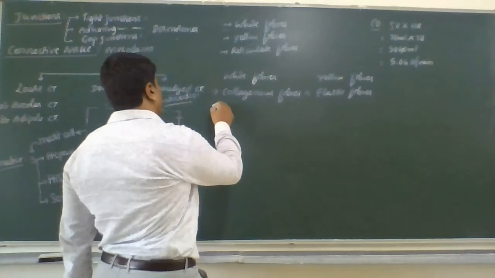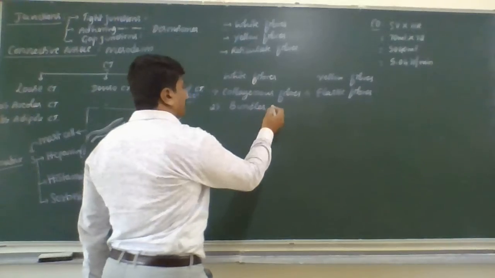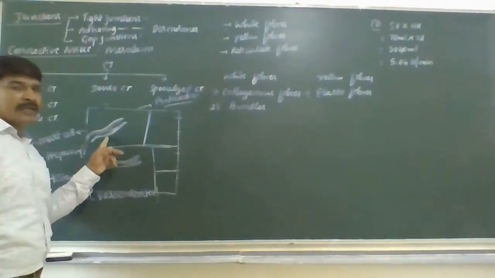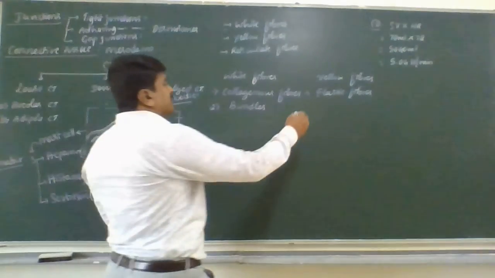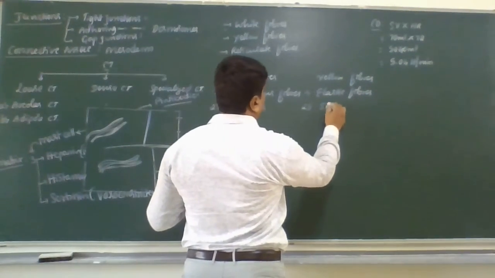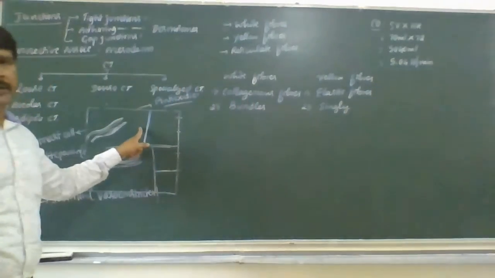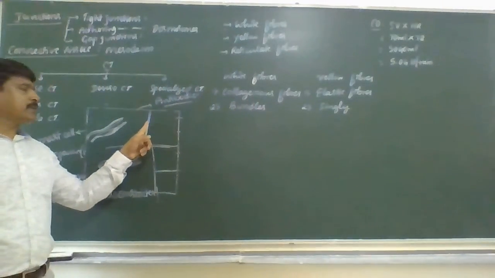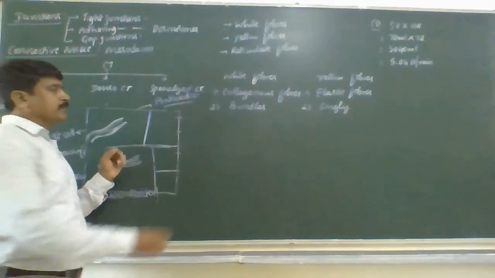This is the one. White fibers are found in the form of bundles. See here, it is a bundle of white fibers. Always in bundles. Yellow fibers are found singly, one on the other. This is the yellow fiber. They are found singly, but white fibers are found in bundles.